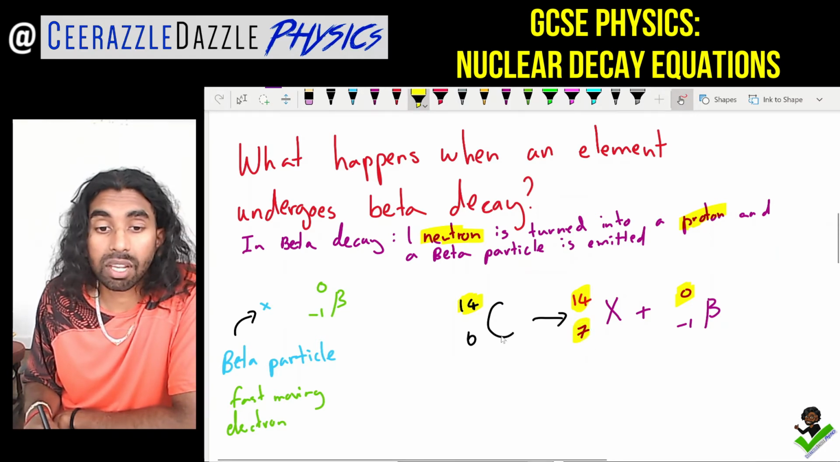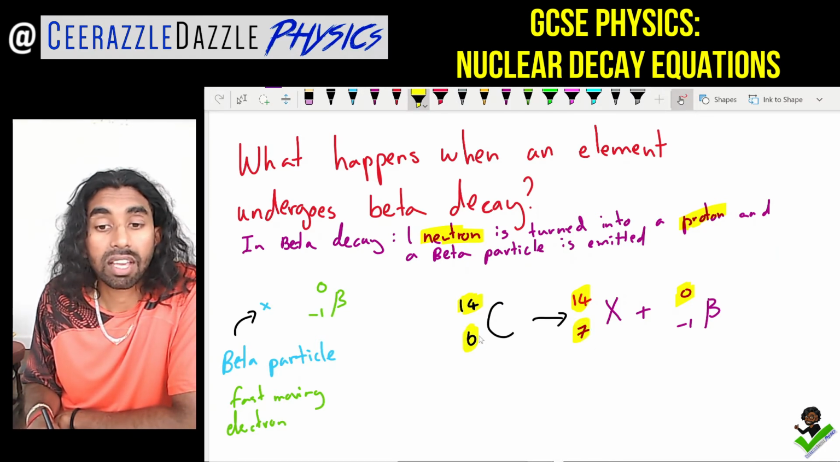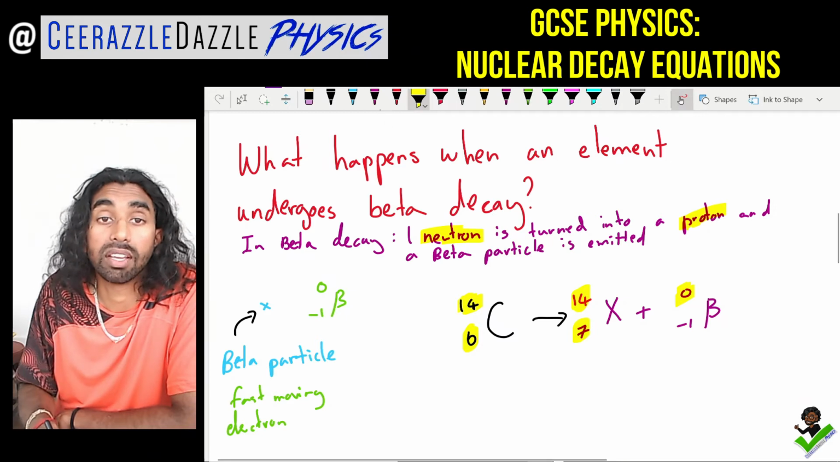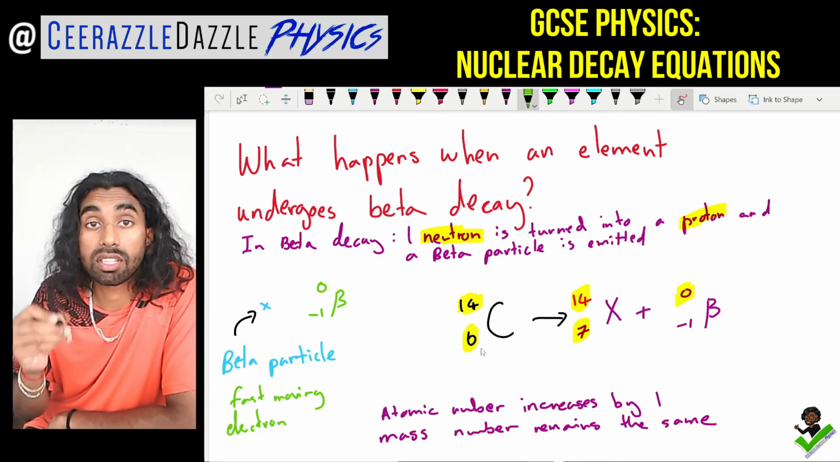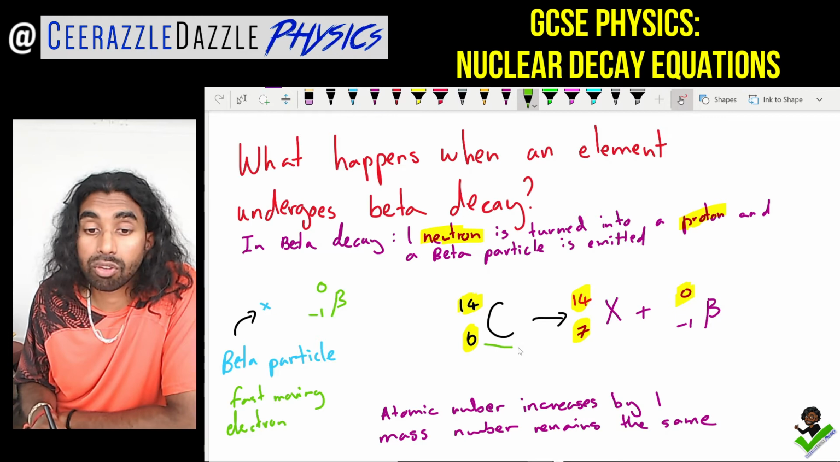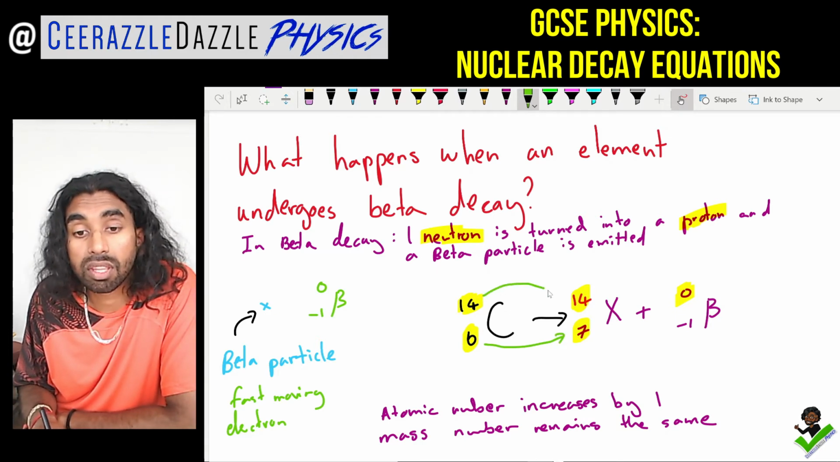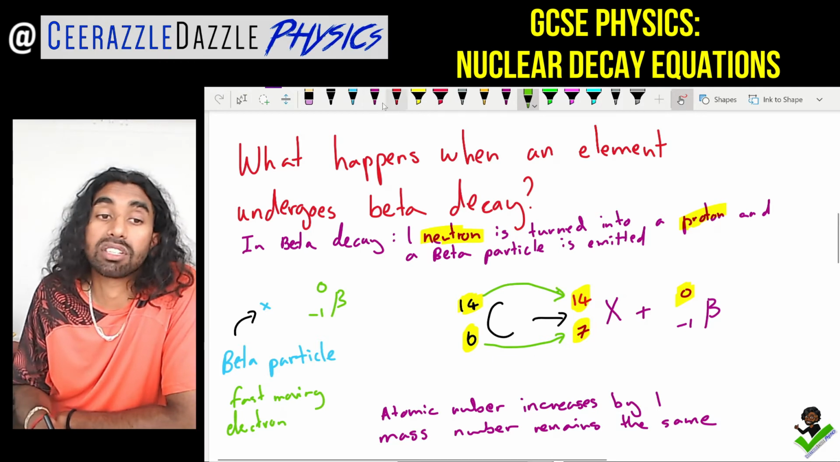So look carefully at what's happened here. We've had a 6, and look, as it decays, the atomic number goes up by 1 and releases the beta particle over here. So let's put that down. There you go, guys. I'll put it down at the bottom. The atomic number increases by 1. Look, it goes from 6 to the 7. And look at the mass number, though. The mass number remains the same.